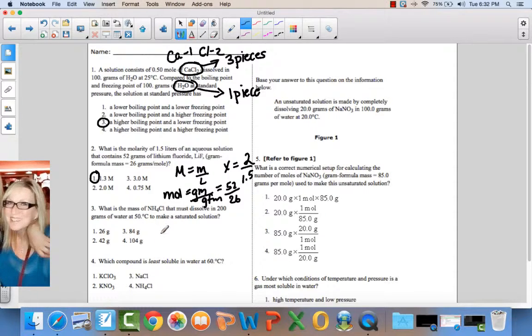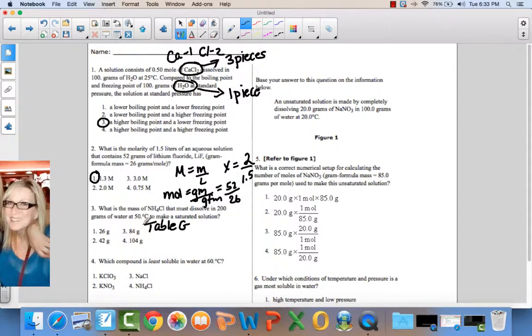What is the mass of ammonium chloride that must dissolve in 200 grams of water at 50 degrees? This is a Table G question. Now, notice that Table G is for 100 grams of water. So you either have to be intuitive about this and see that they're asking for 200 grams of water and double your answer, or you can set up a proportion.